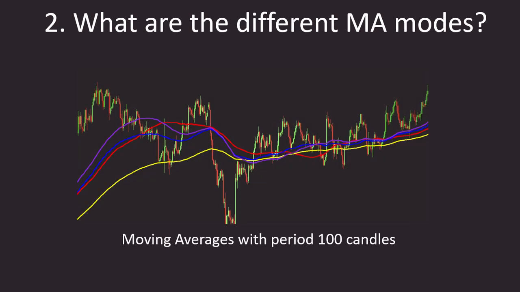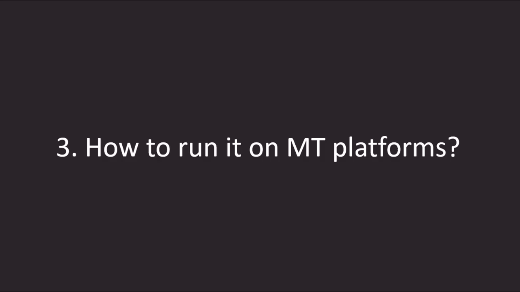As you can see here in this chart, we have four different moving averages and the period is 100 candles. So now let's talk about how to run this indicator on MetaTrader platforms.